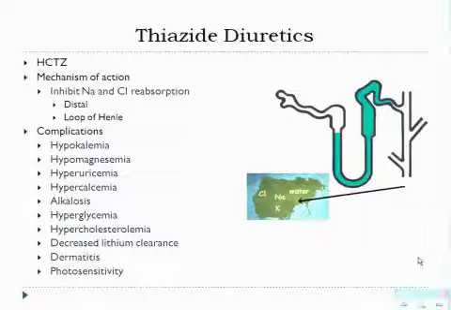Okay, so you are going to get complications with it, which is you can get significant hypokalemia, hypomagnesemia. You can also increase the risk of this person developing gout because they develop hyperuricemia. Hypercalcemia, alkalosis may also develop. Hyperglycemia is another issue with this. And the other thing that may also happen is if you have somebody on lithium, you have decreased lithium clearance.